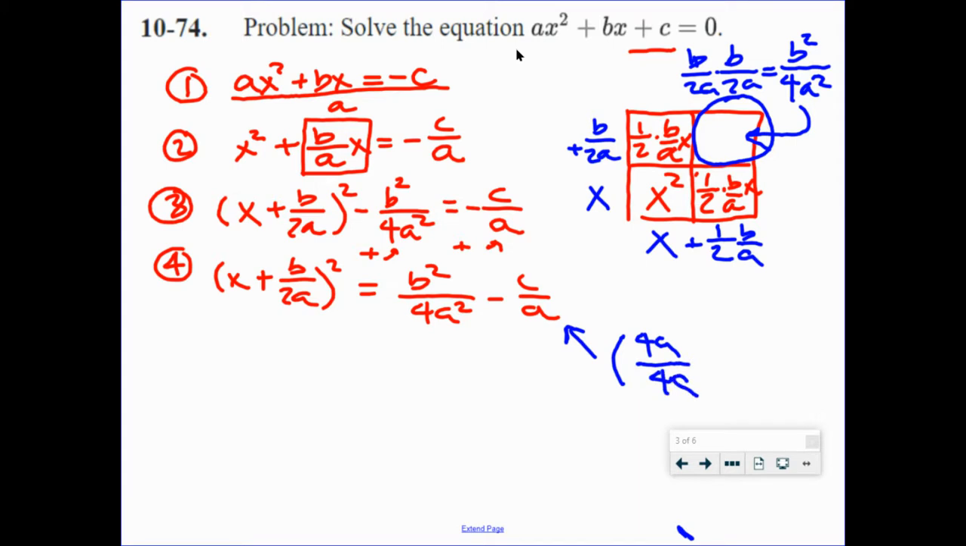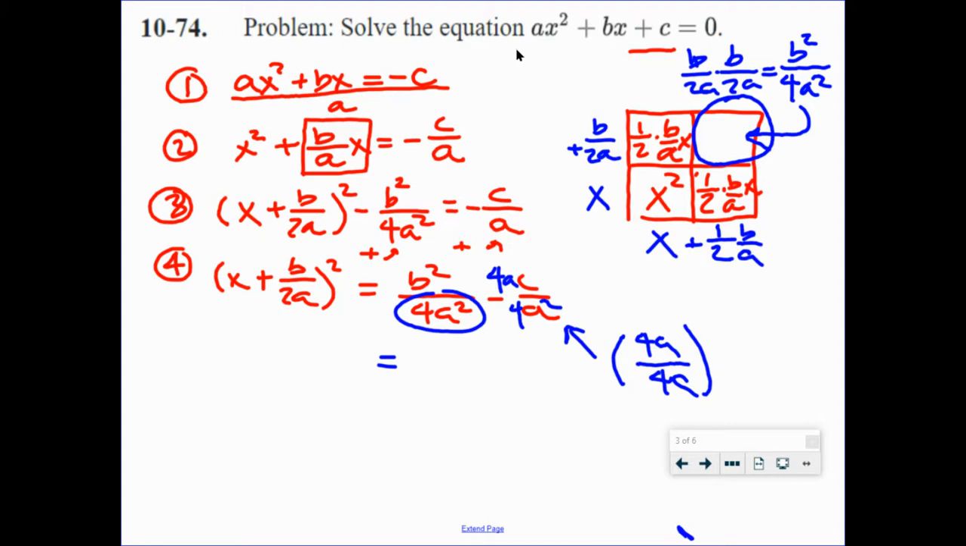Now, why did I do that? Because we have our 4a squared in this denominator over here. So that would give us, in our denominator for the negative c over a, the 4a squared. All right. And once we simplify that, this works out to be b squared over 4a squared minus, when you distribute that in, 4ac over 4a squared.